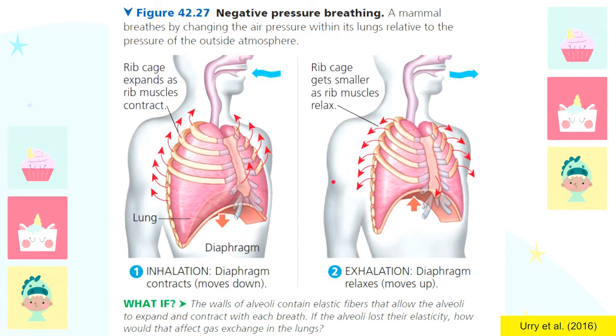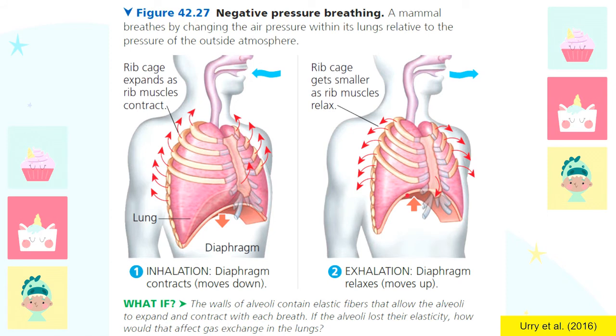We see here another diagram showing us the negative pressure breathing. So this happens in the mammalian body, specifically in the human body. What happens here is, again, the diaphragm contracts or moves downward. The rib cage expands as the rib muscles contract. This creates a negative pressure within the lungs, allowing air to rush into our lungs. This happens during inhalation.